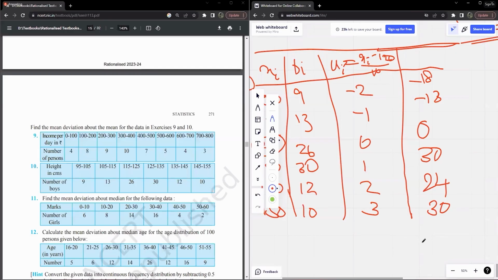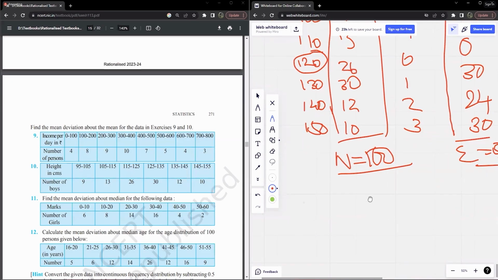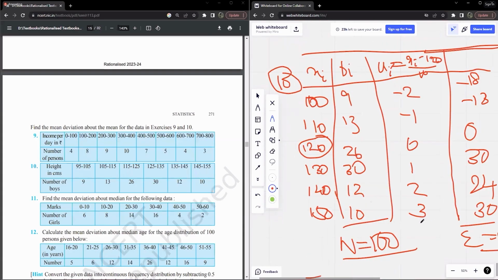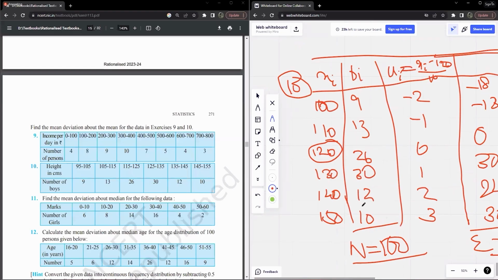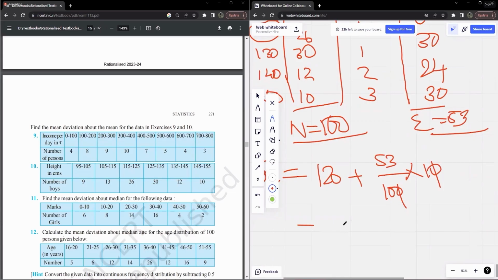Sigma is 53. Right? And sigma Fi is basically n, which is 10, 30 is 40. Then you have 25, that's 65. 65 and 35 gives me 100. So we have the mean x bar to be equal to your A, that is 120, plus this sigma 53 divided by this n, that is 100, into the class size, that is 10, right? Which is basically 125.3.